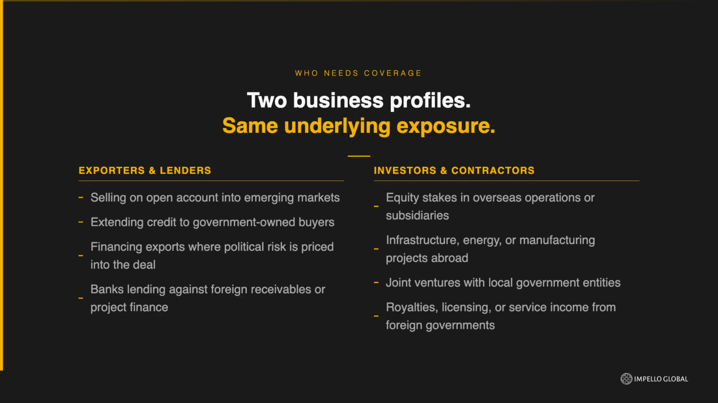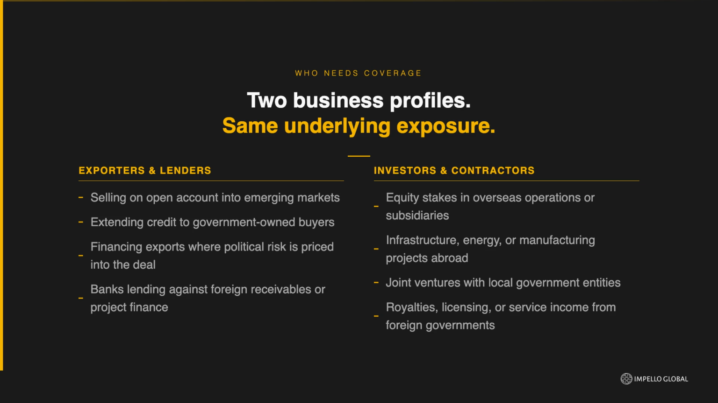2 categories of business tend to have the most acute political risk exposure, though the way it shows up looks different for each. For exporters and lenders, the exposure is typically on the receivables side. You're extending credit to foreign buyers, sometimes government-owned entities, and your ability to collect depends not just on the buyer's finances, but on the regulatory environment around moving money across borders.